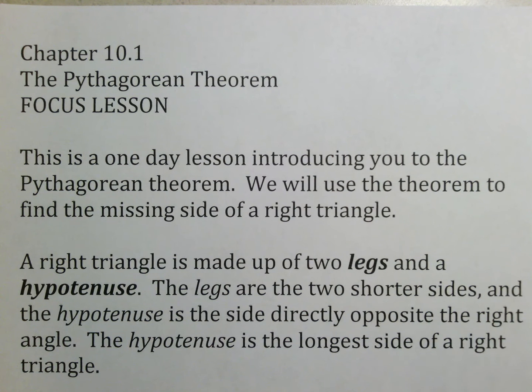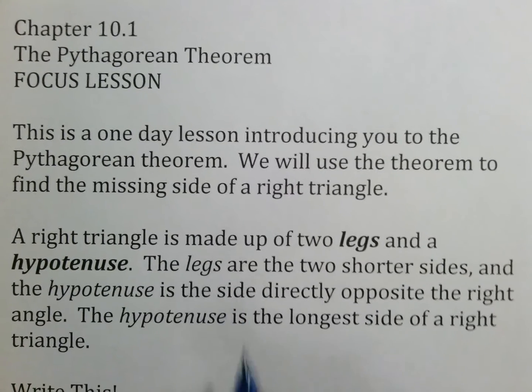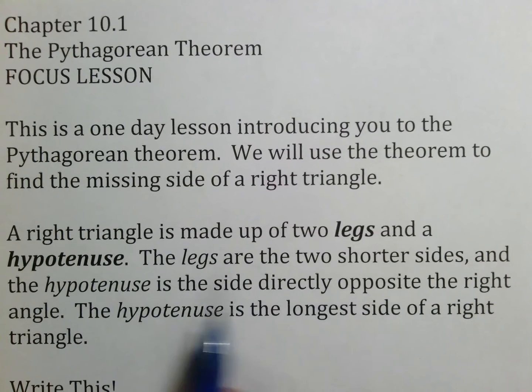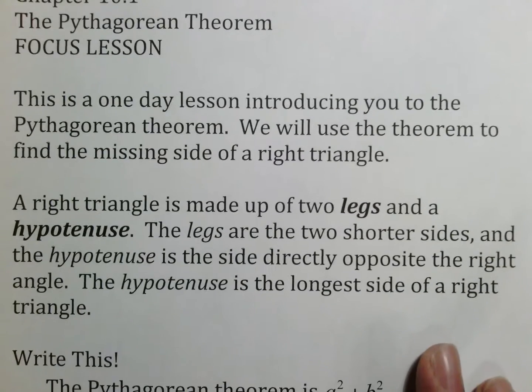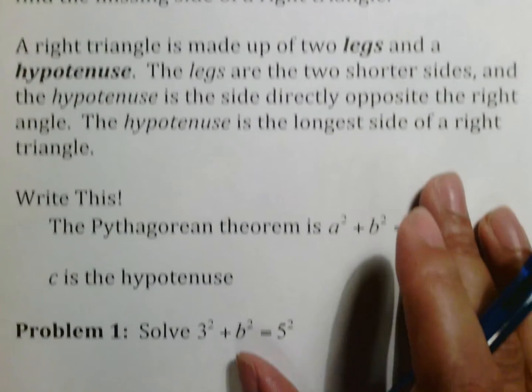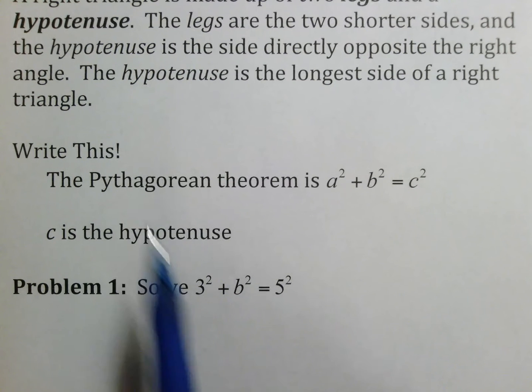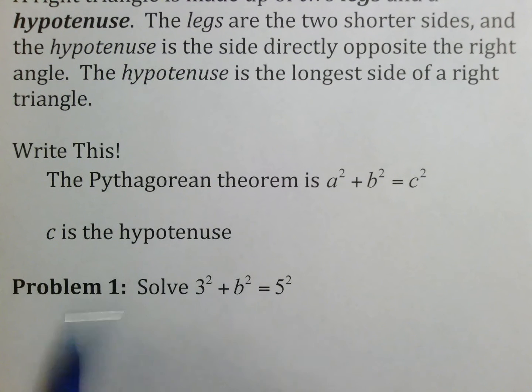If you don't know what a right triangle is, it is a triangle made up of two legs and a hypotenuse. The legs are the two shorter sides, and the hypotenuse is the side directly opposite the angle. The hypotenuse is always the longest side of a right triangle. So as you write this, just make sure you understand what's going on. So write these two things as I get ready to work on problem one.